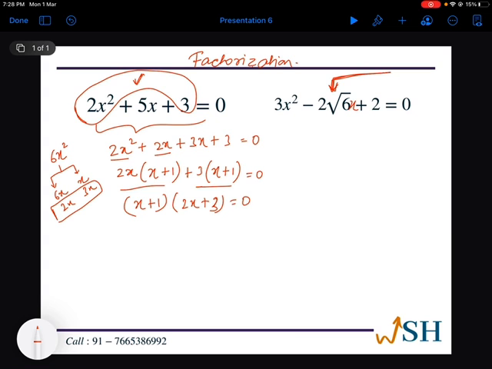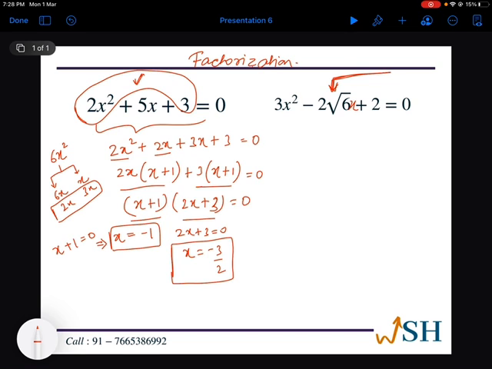Now that the product is equal to 0, we know that either x plus 1 equal to 0 or 2x plus 3 equal to 0. So x is equal to minus 1, or if I am to elaborate more, let's do it. x plus 1 equal to 0 implies x is equal to minus 1. Similarly, 2x plus 3 equal to 0, which implies x is equal to minus 3 over 2. So these are the two roots of the quadratic equation.